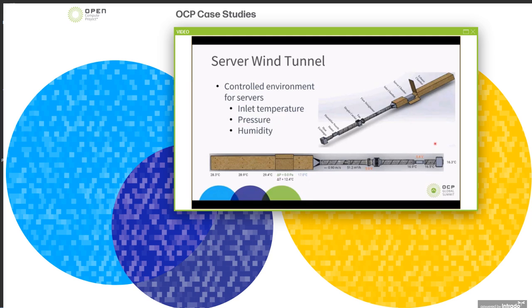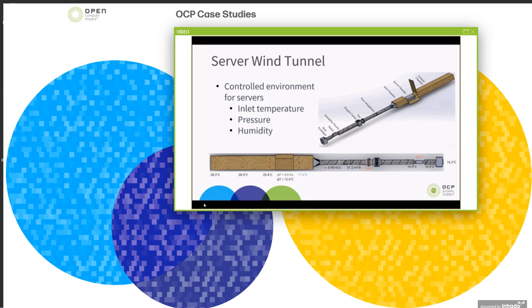Down below is another picture here which shows that we're measuring many different things in the wind tunnel. And there are also PI controllers being used to control the heater and the fan, which control the inlet temperature to the servers, as well as the pressure drop across the server.